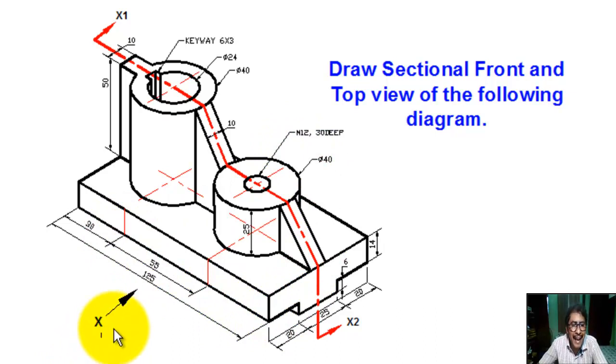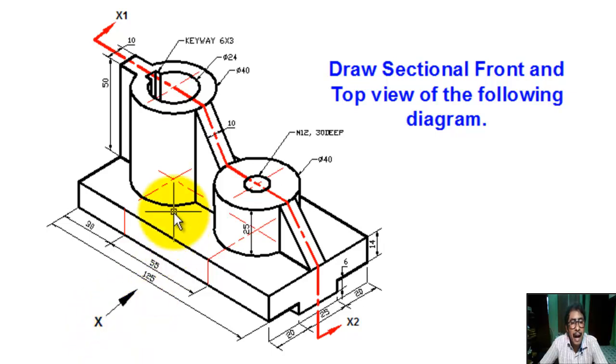The mark X indicates the front view. X1, X2 is the cutting plane line. An imaginary cutting plane divides the object into two equal parts. We remove the front portion.